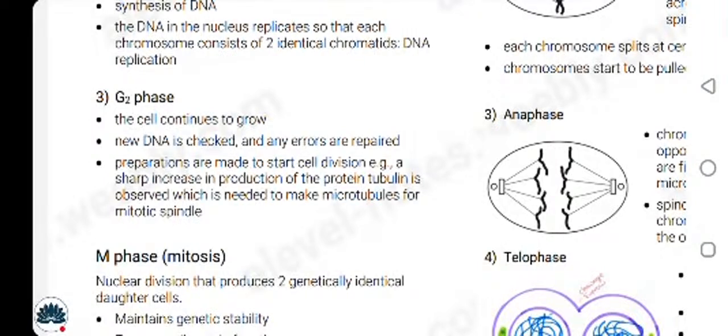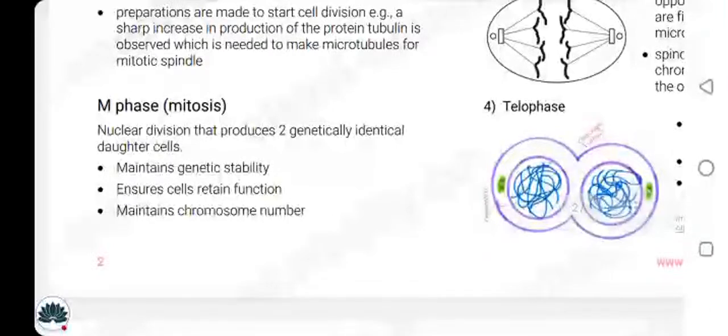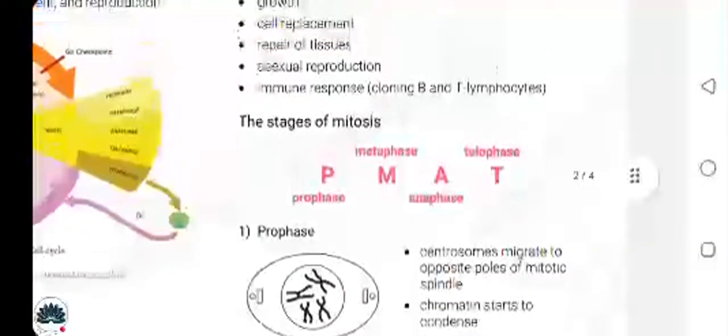Preparations are made to start cell division. A sharp increase in production of the protein tubulin is observed, which is needed to make microtubules for the mitotic spindle. Mitosis phase is nuclear division that produces two genetically identical daughter cells, maintains genetic stability, ensures cells retain function, and maintains chromosome numbers. And these are the phases.